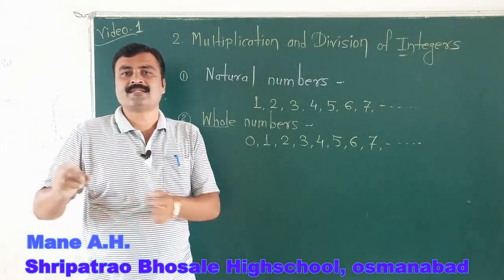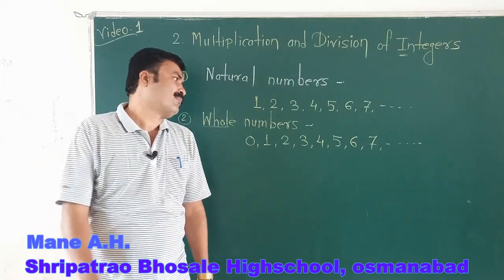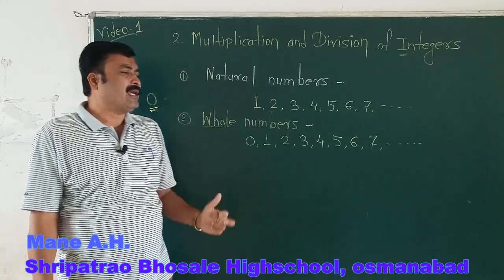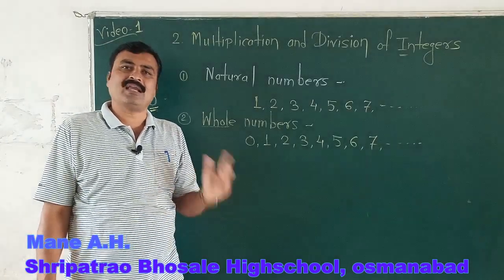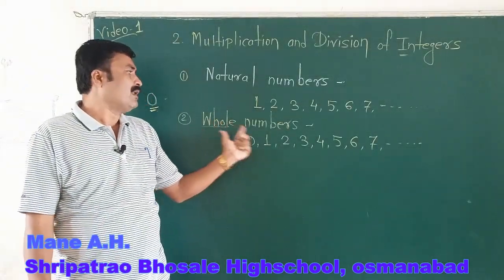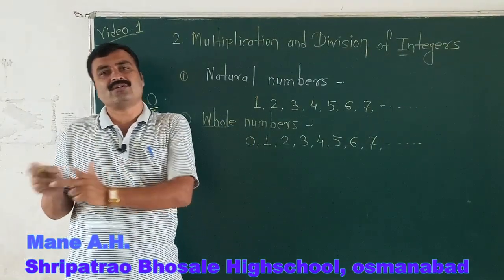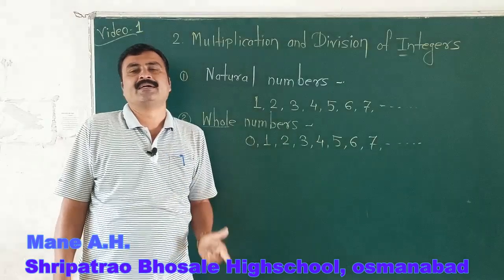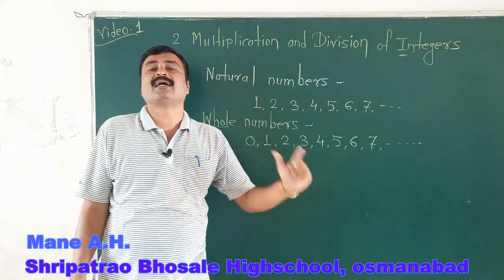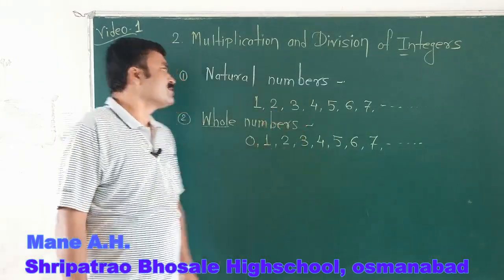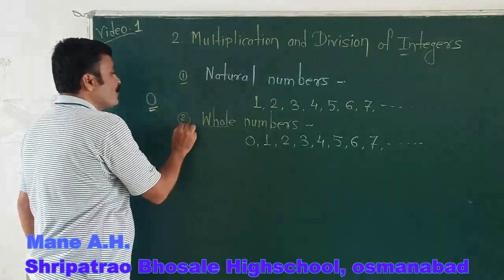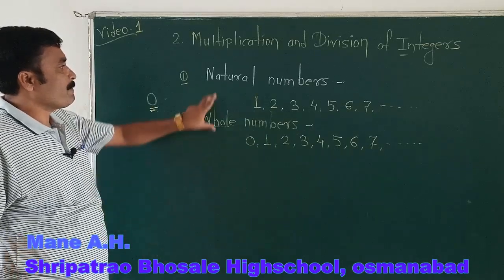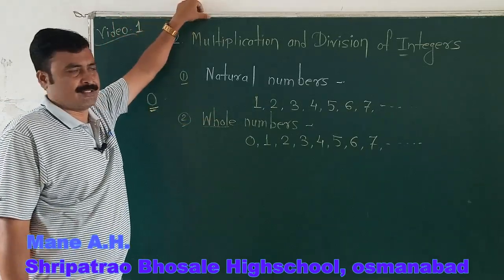सर्वात लहान पूर्ण संख्या 0 आहे. Thereafter, second statement, the biggest, greatest or largest whole number we cannot predict. सर्वात मोठी पूर्ण संख्या हे आपल्याला सांगता येत नाही. So first two groups of numbers that we continue in this number system.